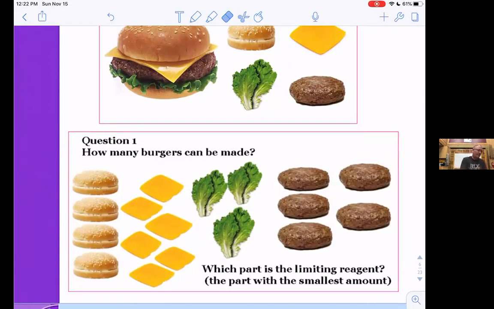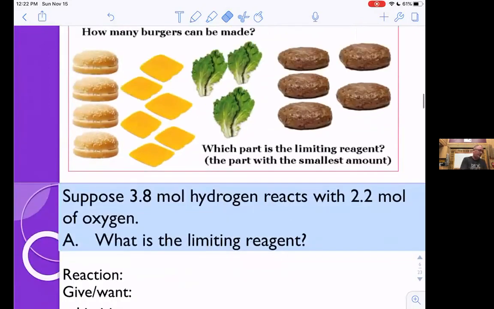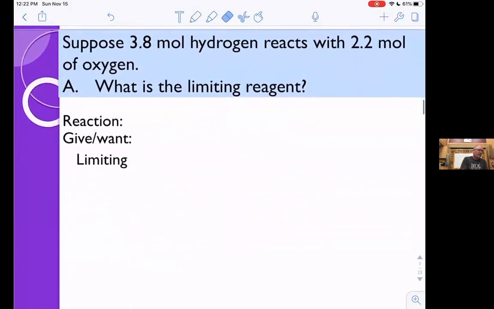So let's go do some examples. Chemistry examples, not burger examples. No more s'mores. Okay, so let's say I have 3.8 moles of hydrogen. They react with 2.2 moles of oxygen.